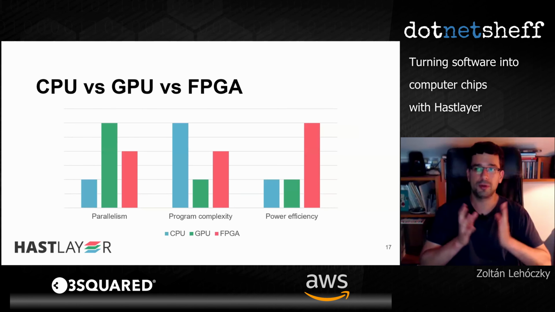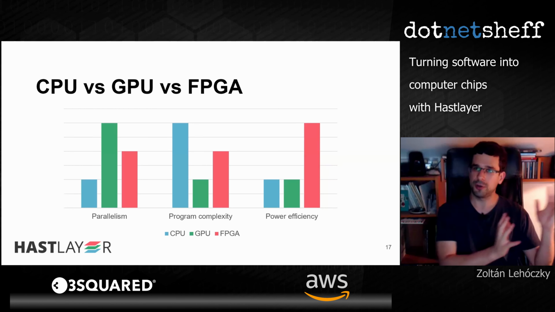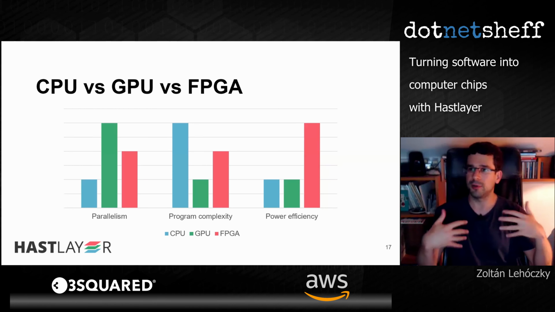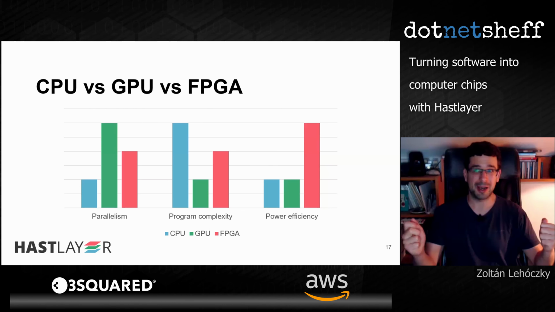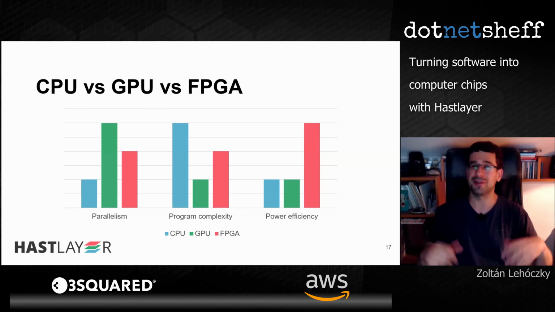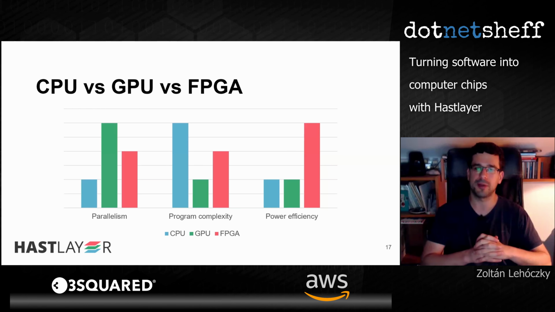Now, why would you use FPGAs as a software developer? FPGAs are used in hardware development. So when you are designing a CPU, well, perhaps that's not something that most of us do. I personally haven't designed a CPU before. But when somebody is designing a CPU, then they use FPGAs for simulation. But we are not talking about that. We are talking about hardware acceleration.